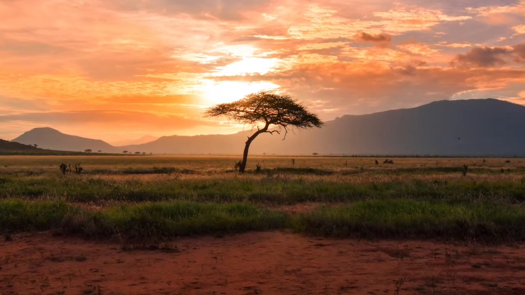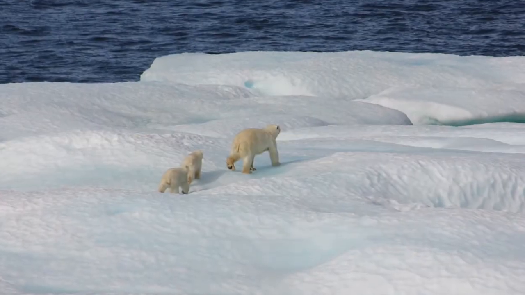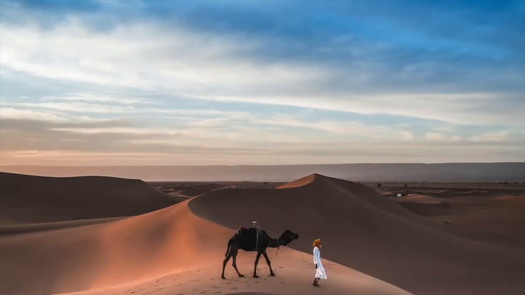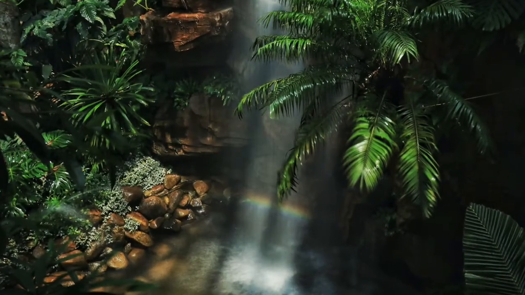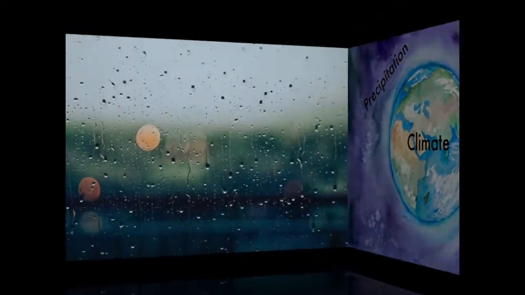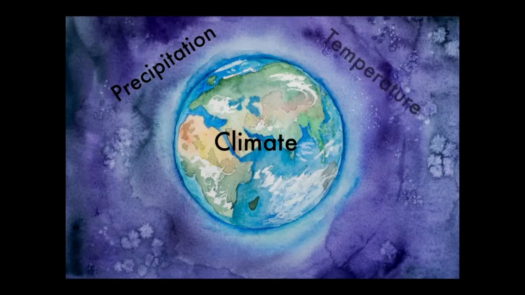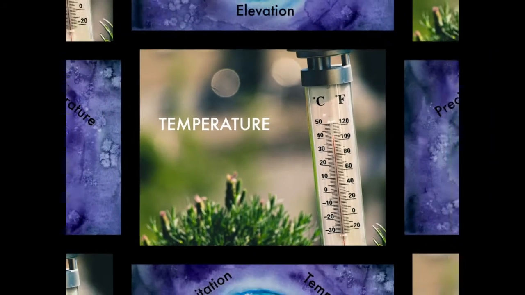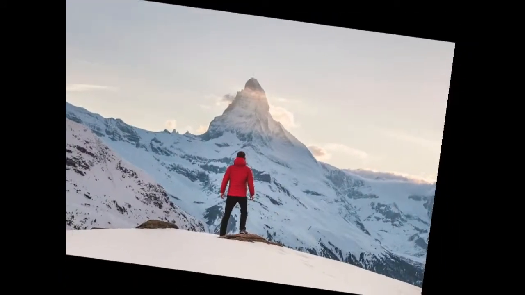Different parts of the world have different geography, climates, and even different wildlife, plants and animals. Climate is made up of three things: precipitation, how much falling water; temperature, how hot or how cold some place is; and elevation, how high or low some place is.